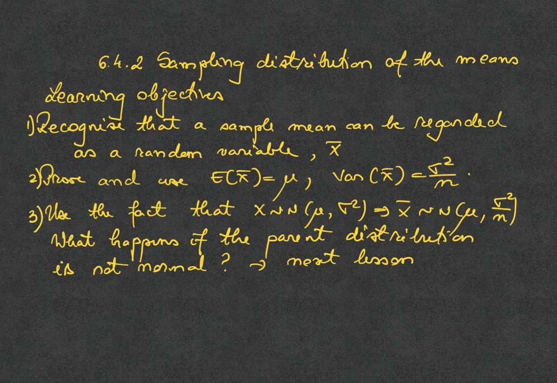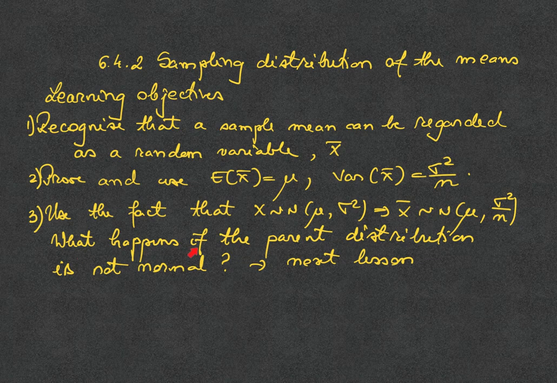Hello everybody. In this lesson, we are going to look at the sampling distribution of the means. We are going to recognize that the sample mean can be regarded as a random variable, and we denote it as x bar. Prove and use the expected value of the sampling distribution of the means and the variance to be these ones. Use the fact that if x is normally distributed, then the sampling distribution of the mean has these parameters and is normally distributed as well.